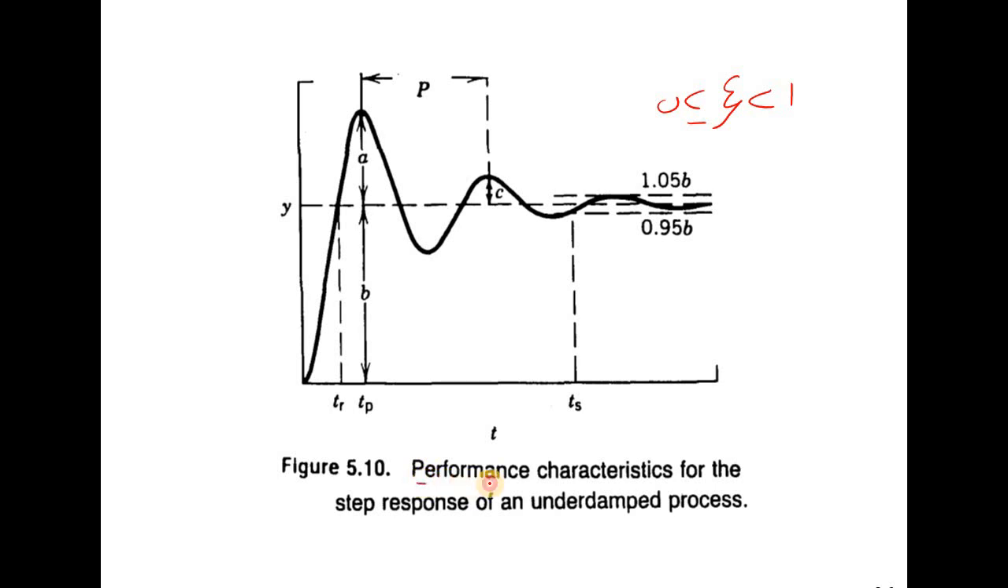What are the terminologies we can use to talk about our response? In this case, we call them the performance characteristics. So what are our performance characteristics for the second order system as a result of a step input? We are going to look at the rise time. This is called the rise time, and the rise time is the first time it hits the set point.